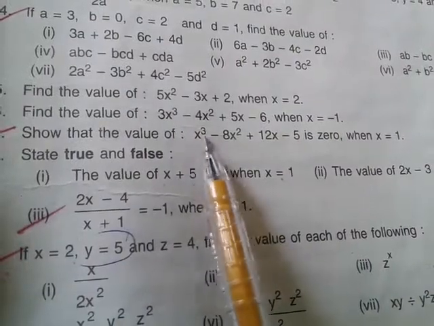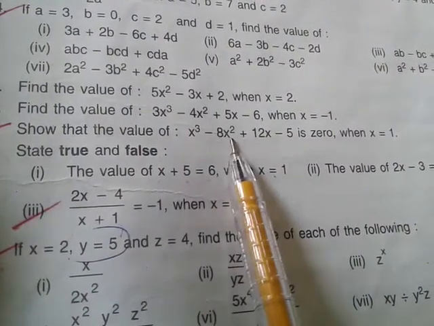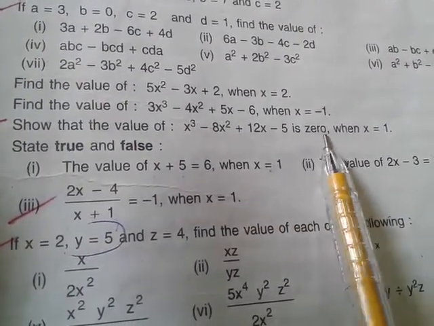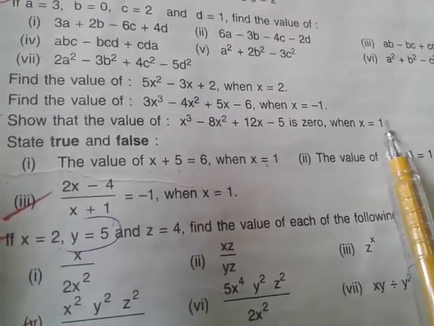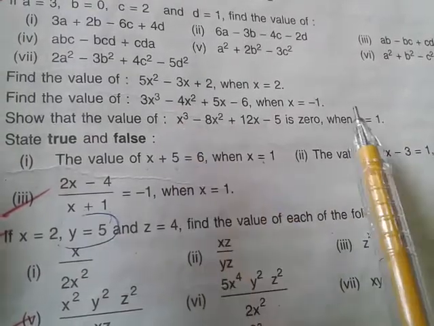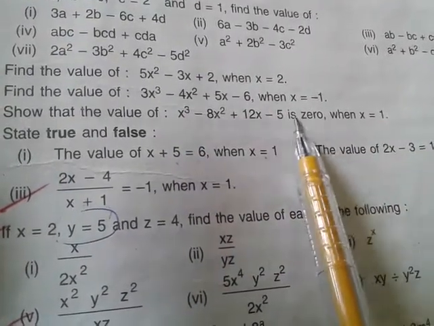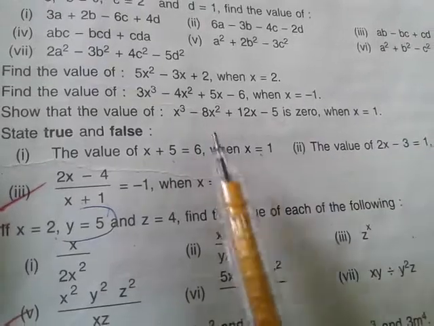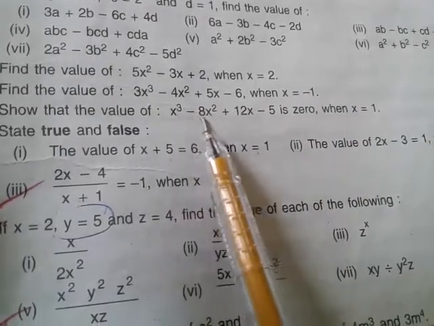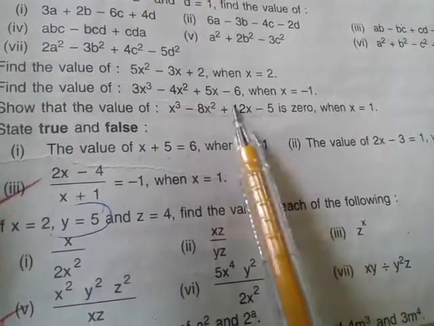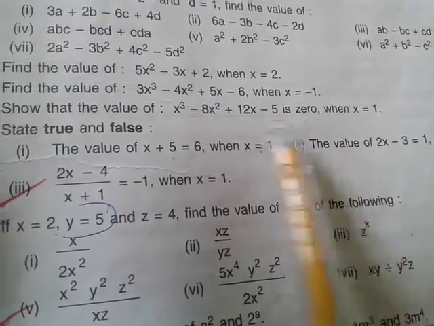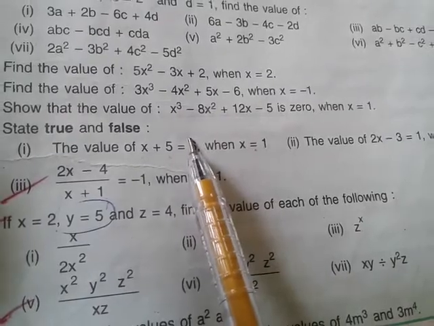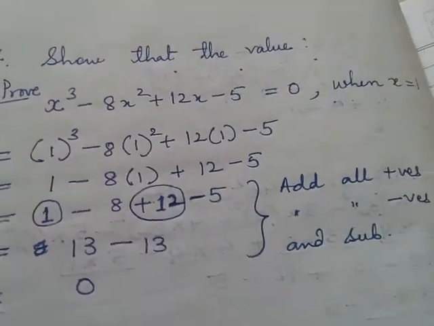Show that the value of x cube minus 8x square plus 12x minus 5 is 0 when x is equal to 1. It is given that x is equal to 1, so wherever x is there, you have to substitute 1. And "is 0" means is equal to 0. If you substitute 1 in place of x and solve, the value should be 0. If it is not coming 0, there is some problem in the solution. That means you have to prove it.